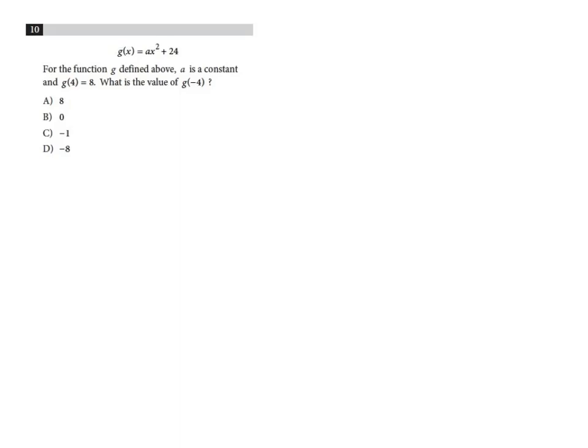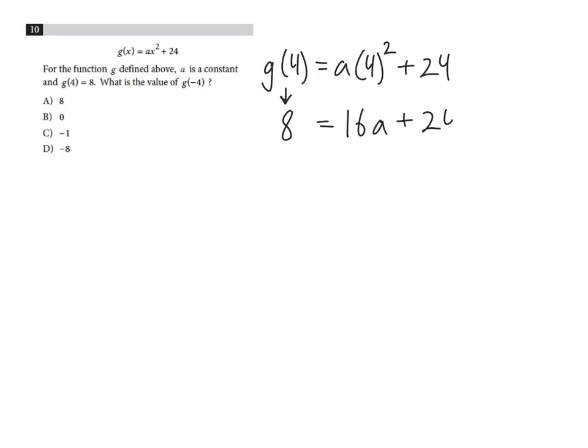Okay, for this problem, we're going to be using a little function notation. It tells us that for the function g defined above, a is a constant and g of 4 is 8. Well, if g of 4 is 8, that means that if we put 4 into our function for x, we should get out an 8. G of 4 equals 8. Well, that's going to be 16a plus 24.